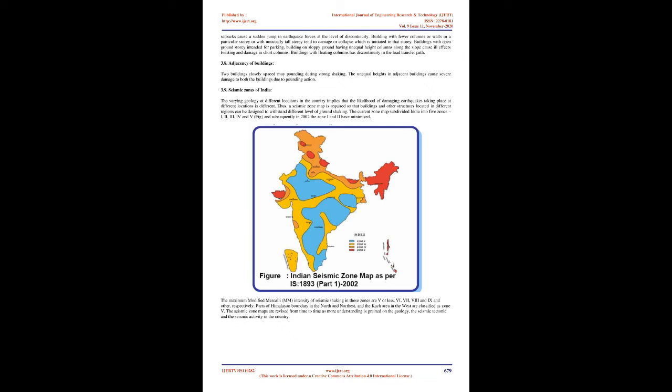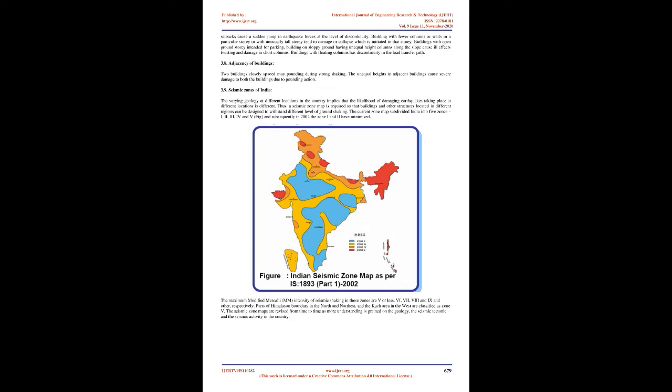10. Fundamental natural period. The fundamental natural period of vibration, Ta, in seconds, of all other buildings, including moment-resisting frame buildings with brick infill panels, may be estimated by the empirical expression Ta equals 0.09 h over d to the power 1/2, where h equals the height of the building in m, and d equals the base dimension of the building at the plinth level in m, along the considered direction of the lateral force.